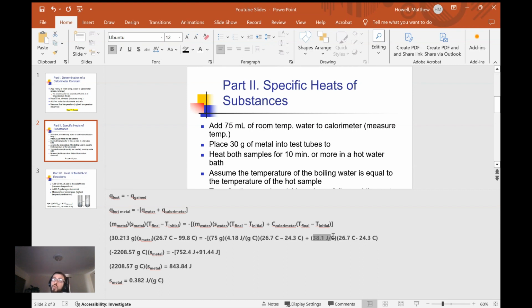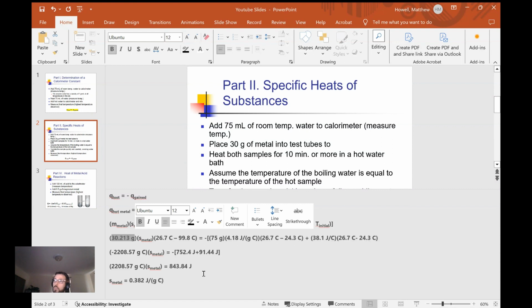And I just showed one worked example. Of course, in lab, we did 2 trials, and you could average them together, assuming they weren't wildly off. Maybe you did a third trial. And so you can see as we substitute all the values that we have, and I'll just remind you, the example that I came up with was 30.213 grams of an unknown metal. And in my example, I rigged it up to where it should come up pretty close to what copper's specific heat is.